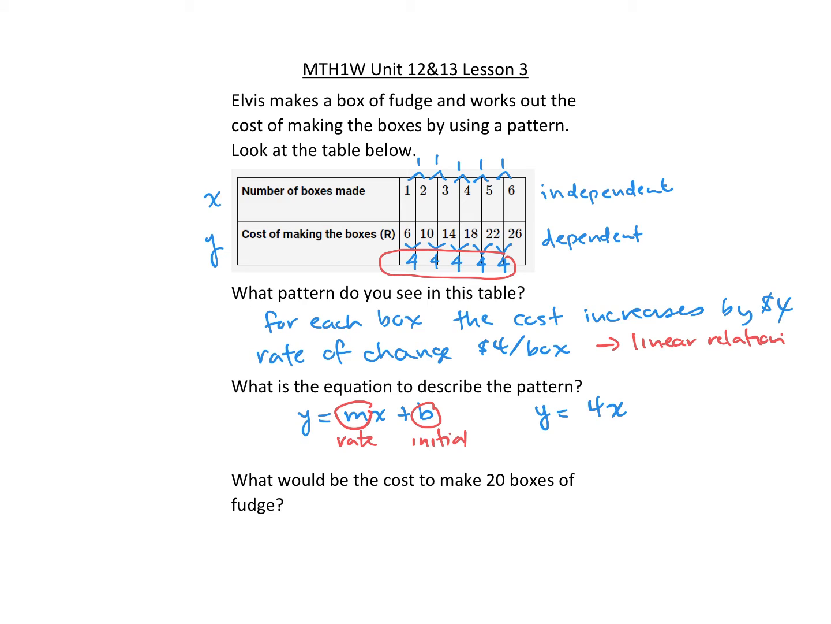The initial value, we want to go back to 0. So since we're increasing by 4, we can decrease by 4 to get back to 0. So 6 minus 4 would be 2. So the initial value is 2, and this is my pattern. So the cost to make 20 boxes, all I would have to do is each box costs $4, plus we started with 2, so that would be $82.